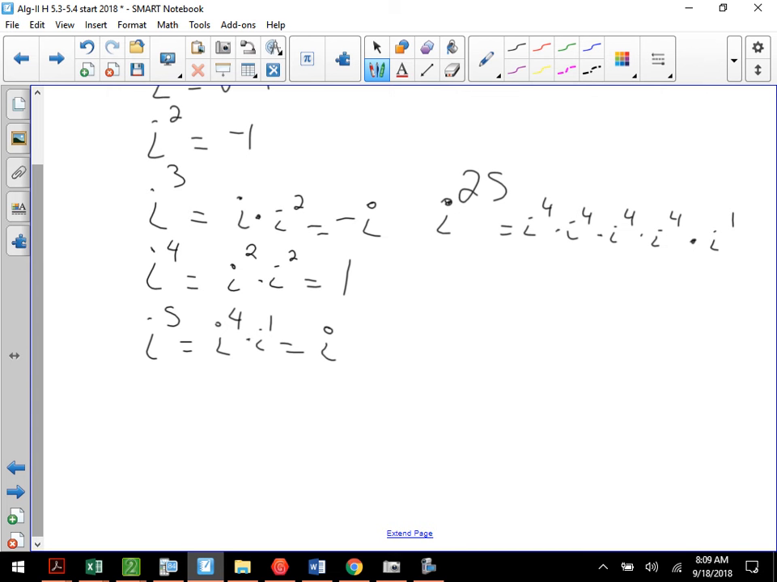Your best bet is to figure out how many times 4 goes into it, and then you just have to remember the remainder. If you know I to the 4th is 1, you only have to know 3 of them. If you know that I is the square root of negative 1, you only need to know 2 of them. See where I'm going with this? It's not as complex as you think. Yes, ma'am. Yep. It starts over.